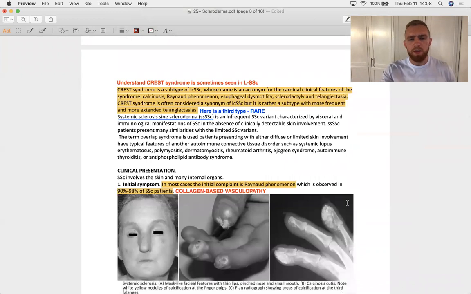CREST syndrome is a handy mnemonic that's going to stand for calcinosis, Raynaud, esophageal dysmotility, sclerodactyly, so those skin nodules, and telangiectasias. And CREST syndrome is virtually synonymous with limited scleroderma. Now, they're not exactly the same. I would think of it as all patients with CREST syndrome have limited scleroderma, but not all patients with limited scleroderma develop the full range of CREST syndrome.